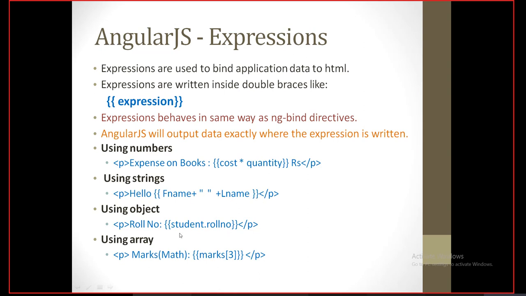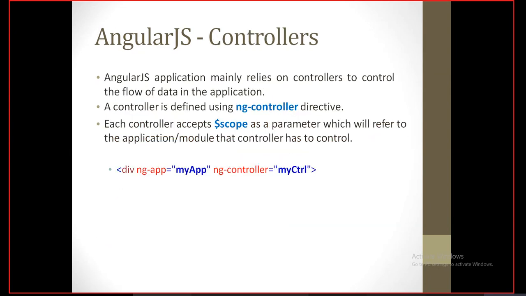And if we want to access objects in the expression, then we need to mention the object dot the attribute of that object. Maybe student is the object and roll number is the attribute. So this is how the expression will be evaluated. If we are using arrays, simply we will mention the array name and the index value as a part of the expression. Likewise.